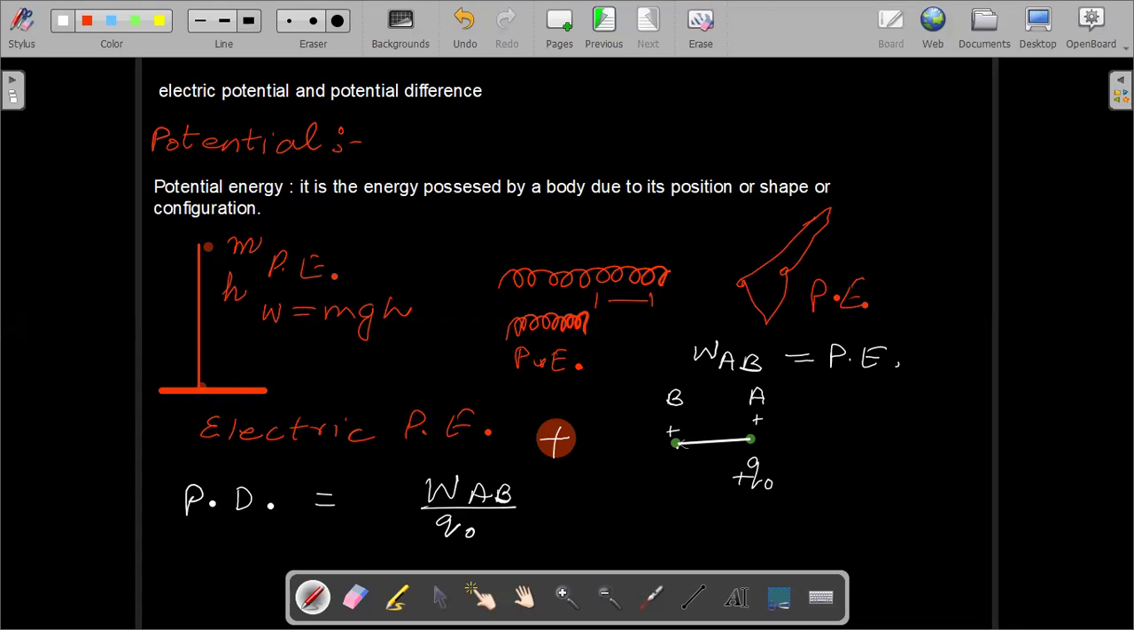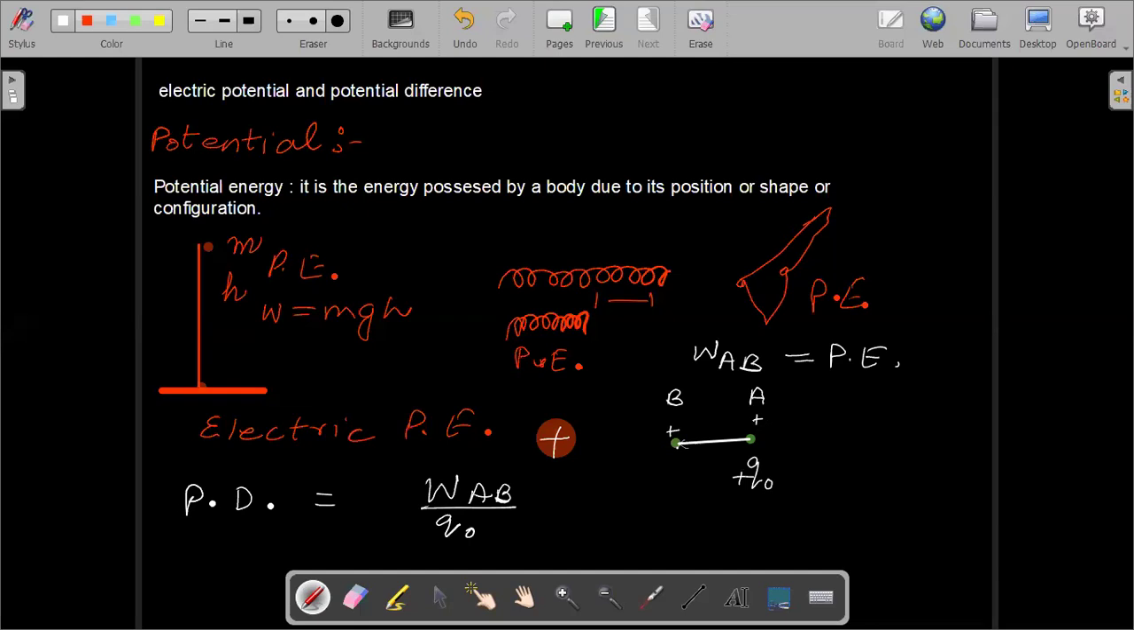Got it, Sumuk? Sumuk? Sumuk? Yes, sir. Okay, did you get the difference between potential and potential energy? No, sir. I joined late today. Okay.